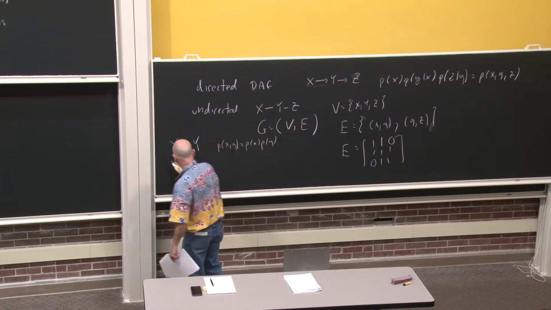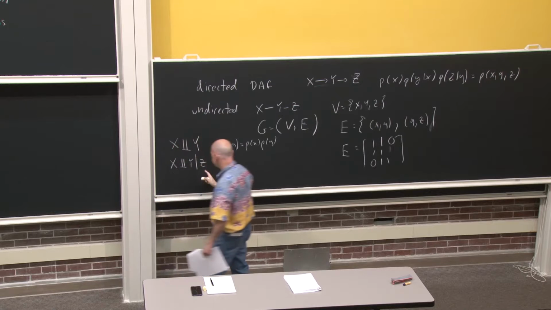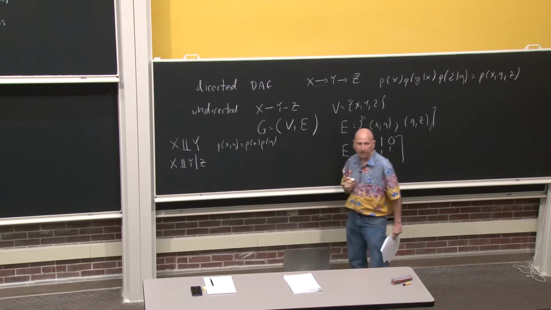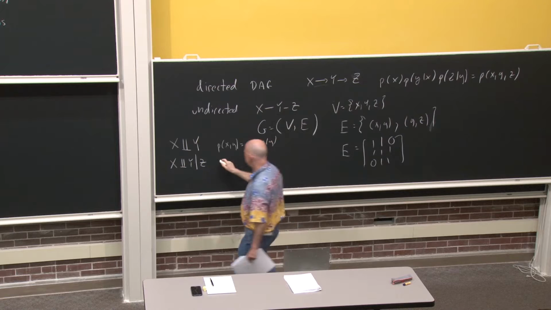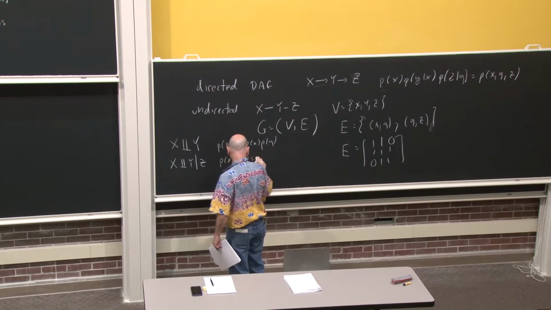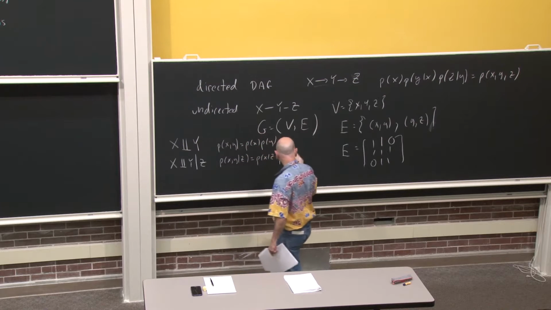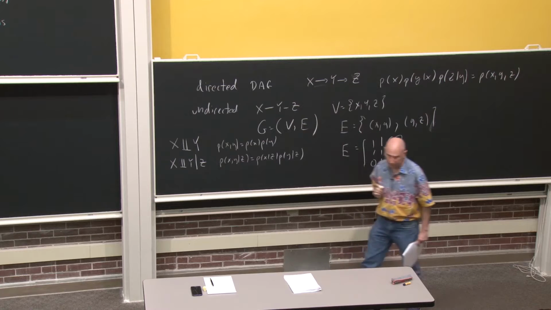And also, we'll be writing x is independent of y given z. That means when we condition on z, x and y are independent. So that means what? That means p of x and y given z factorizes into p of x given z times p of y given z.